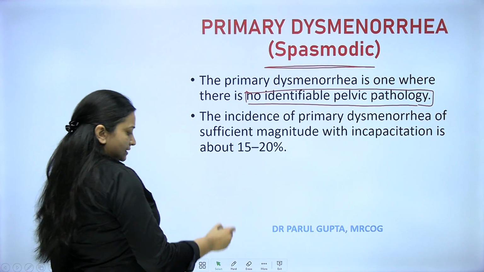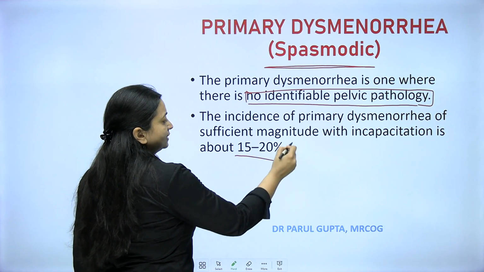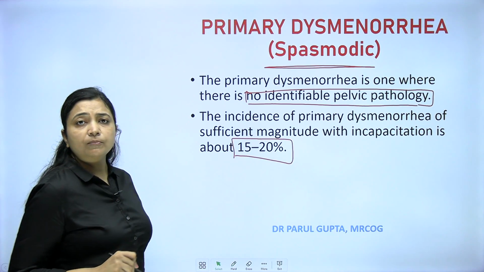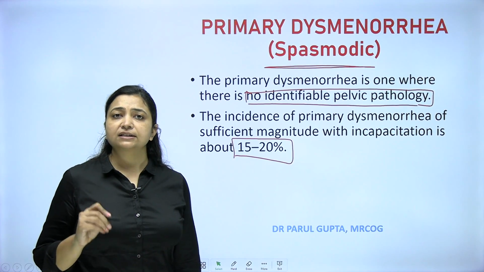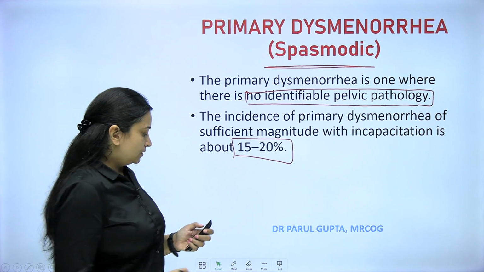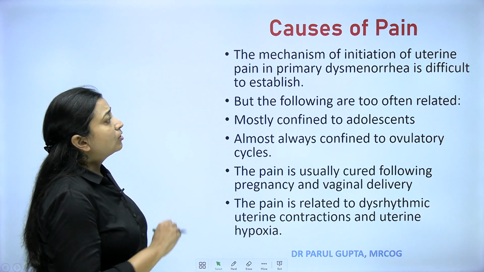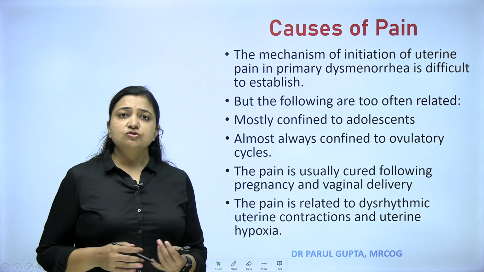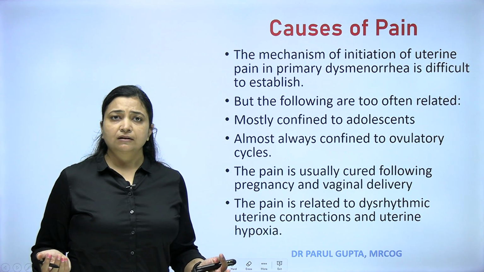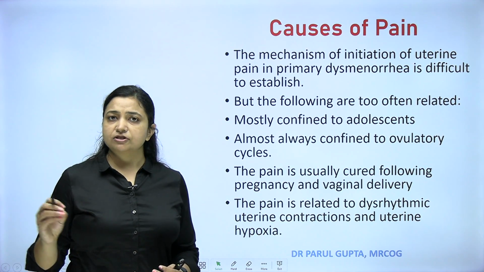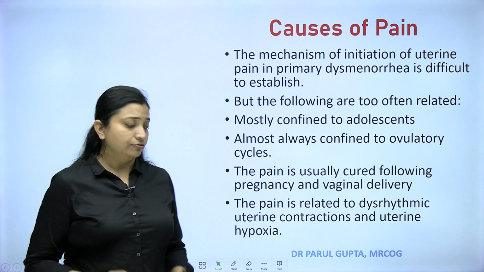The incidence is around 15 to 20%. It is a high incidence. So, in the normal population, especially unmarried young girls, you will find primary dysmenorrhea or spasmodic dysmenorrhea. What are the causes of pain? See, if there is no pathology, why should there be pain? Menses is a physiological thing, but still it is painful.